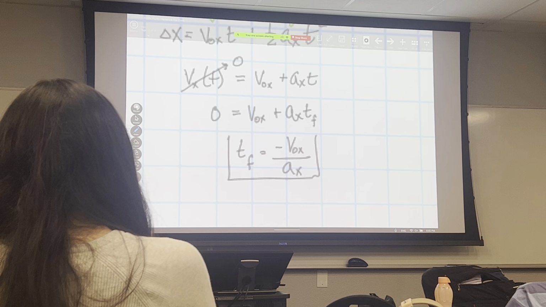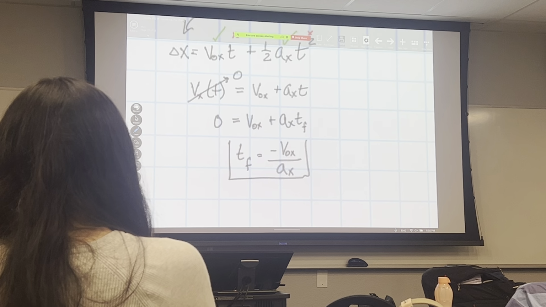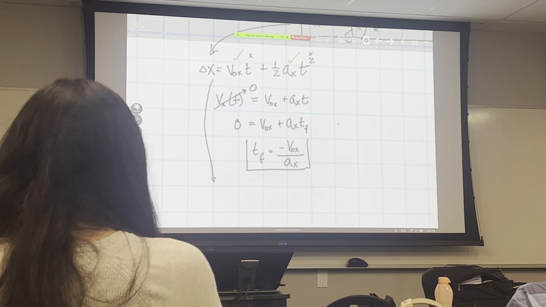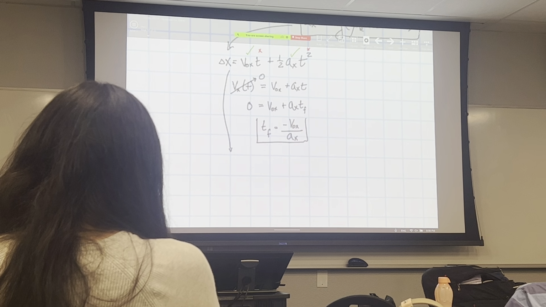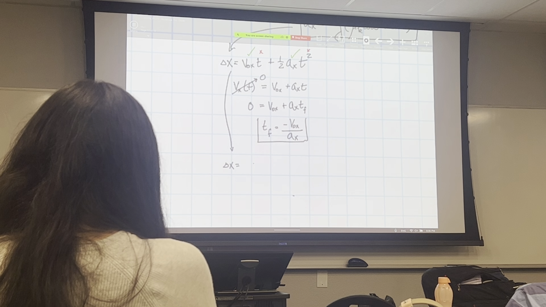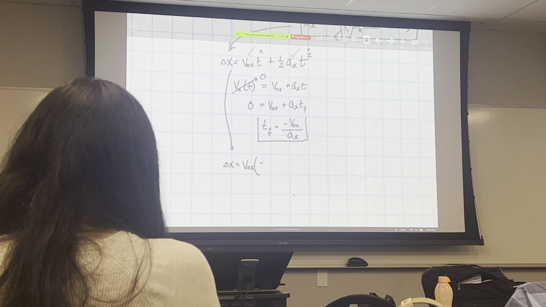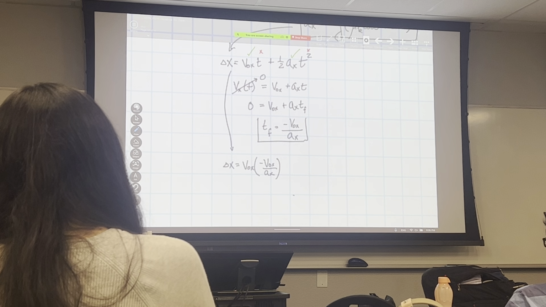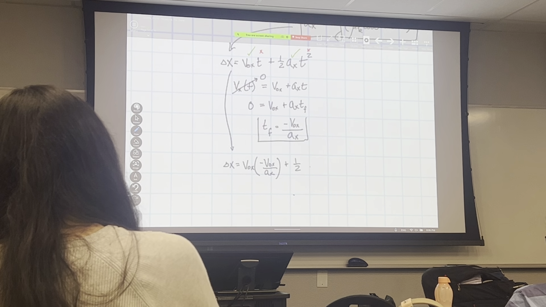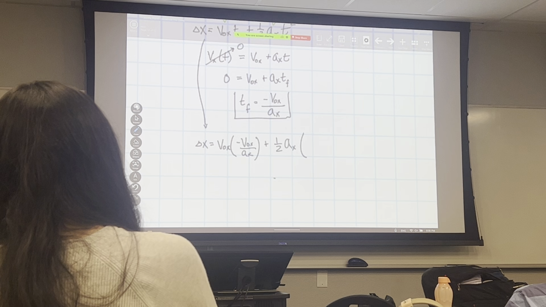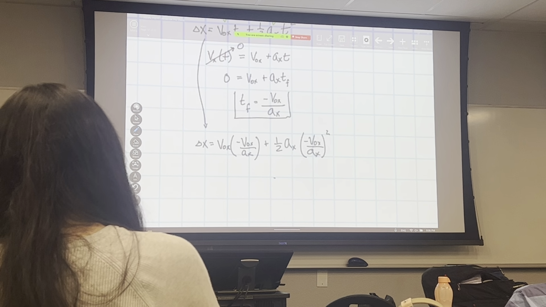This is how long it will take for the truck to come to a complete stop. Then we plug in this time, the duration value, into our delta x expression. So then delta x is equal to v naught x times negative v naught x over ax, because whatever is in the parentheses is our time, plus 1/2 ax times t squared. That's negative v naught x over ax squared.